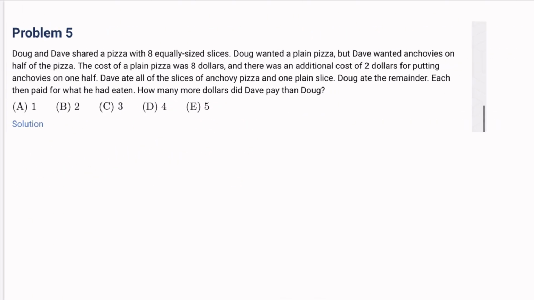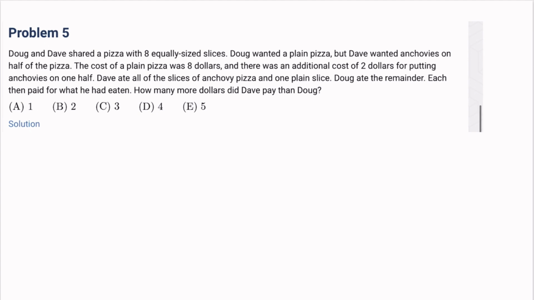It's E. Number 5: Doug and Dave shared a pizza with 8 equally sized slices. Doug wanted a plain pizza, but Dave wanted anchovies on half the pizza. The cost of a plain pizza was $8, and there was an additional cost of $2 for putting anchovies on one half. Dave ate all the slices of anchovy pizza and one plain slice. Doug ate the remainder. Each of them paid for what he had eaten. How many more dollars did Dave pay than Doug?